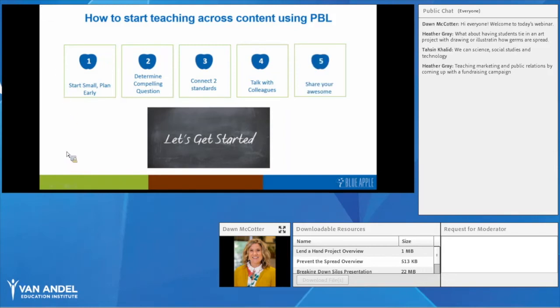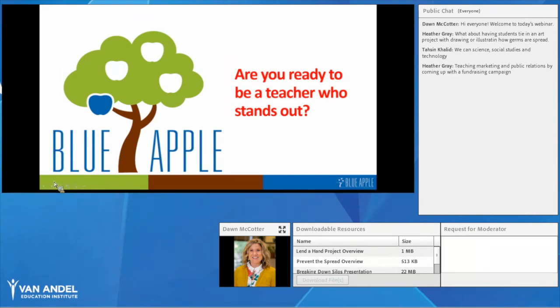And last, as always, share your awesome. Share what you're doing with those around you, whether it's teachers, your principals, your community members, or your social media, finding those different ways to share what's going on in the classroom beyond the classroom walls. So remember, just keep finding those ways to be that Blue Apple teacher, the teacher who stands out. Your students will not forget you.